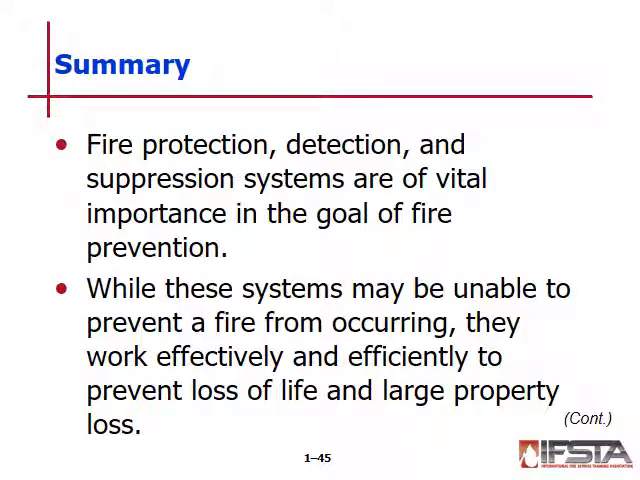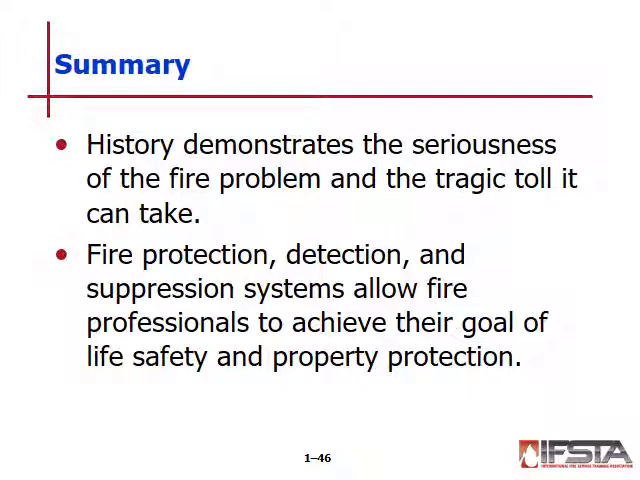Okay, what we've all been waiting for, the summary slides. That means we're in the home stretch and almost done, gang. To summarize this chapter, fire protection, detection, and suppression systems are of vital importance in the goal of fire prevention. While these systems may be unable to prevent a fire from occurring, they work effectively and efficiently to prevent the loss of life and large property loss. History demonstrates the seriousness of fire problems and the tragic toll it can take. Fire protection, detection, and suppression systems allow fire professionals to achieve their goals of life safety and property protection.